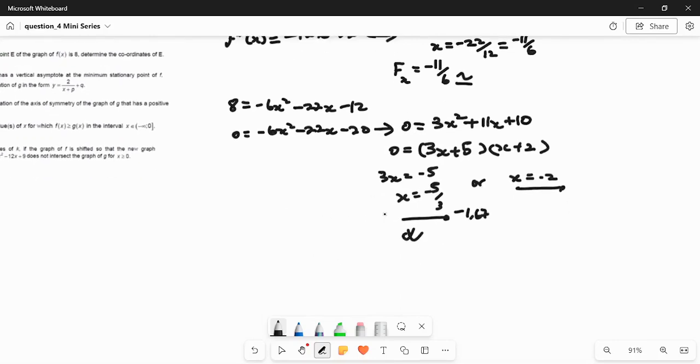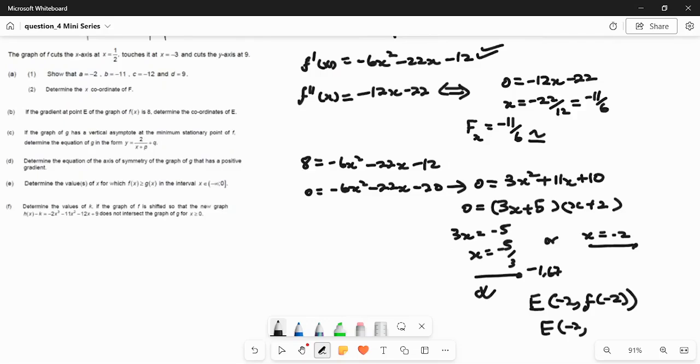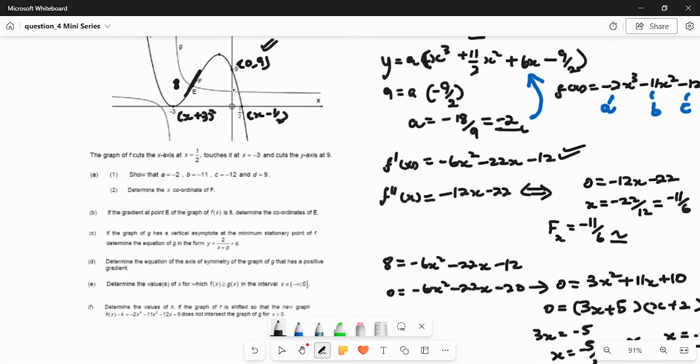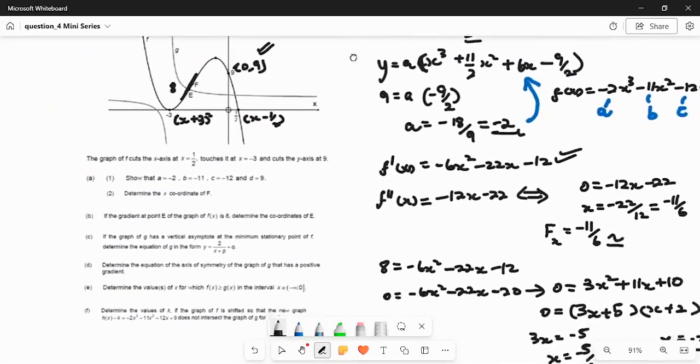And now let us find our y value. These are the coordinates of E, right? Negative 2, and then we substitute negative 2 into our original function. I will just pause the video and find what my y value is. Okay, and my y value there is a positive 5. So at E, we've got negative 2 and 5.